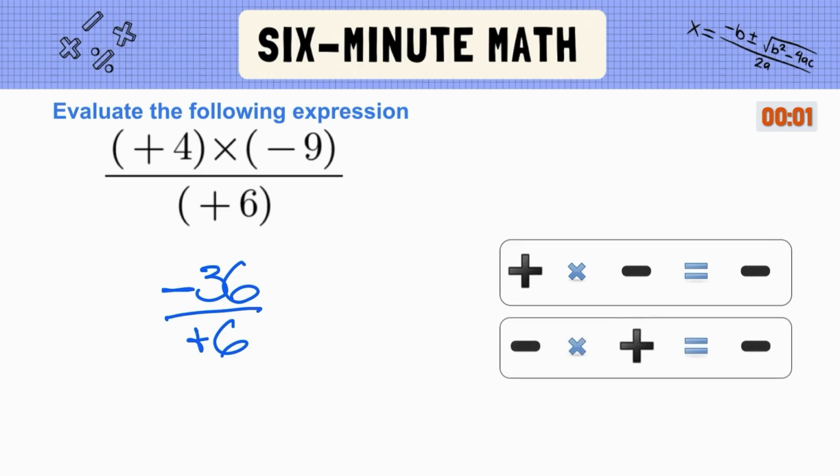Now in this case, I have a negative times a positive, negative 36 and positive 6. And that will result in a negative answer. 36 divided by 6 is 6.